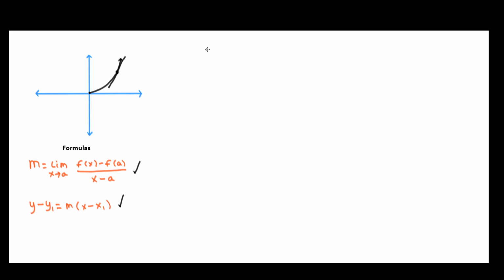So let's say we have a function f of x equal to 3x squared minus 5 at point 2, 7. Now for this formula here, our a value, we typically always use the x value. So our slope is going to be equal to the limit as x goes to 2. And then we'll start plugging into our formula.